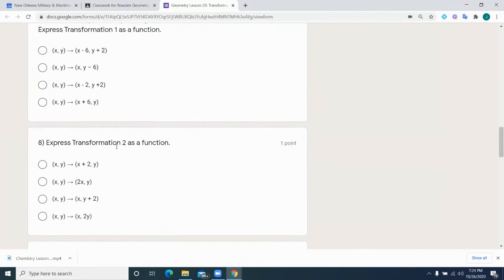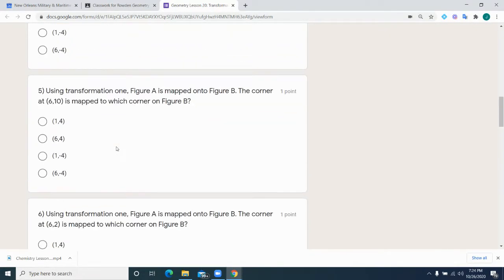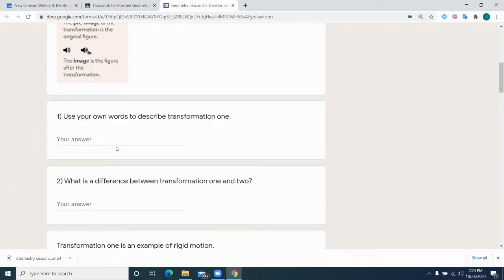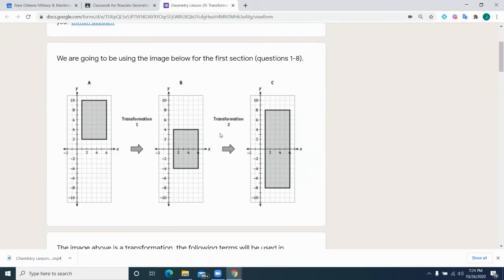And now let's express transformation 2 as a function. Transformation 2 is kind of interesting. Let's look at what happens here. So look right here. Our upper left corner is at 1, 4. And now it goes from 1, 4 up to 1, 8. So did it go up 4? Well, it looks like it. Look at this corner. We're at 6, 4. We go up to 6, 8. So on the top, it goes up from 4 up to 8.